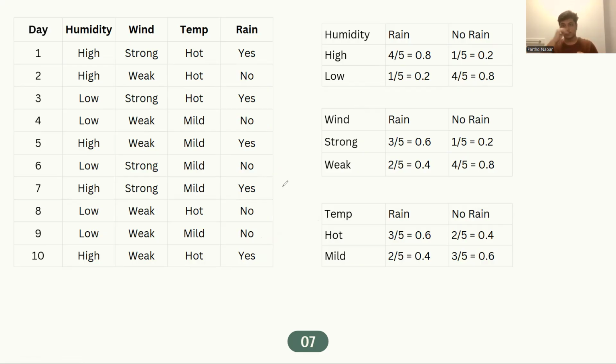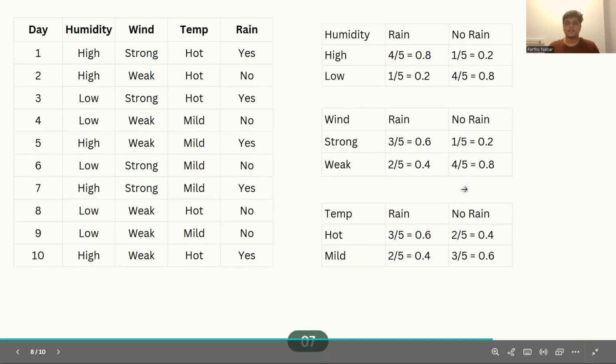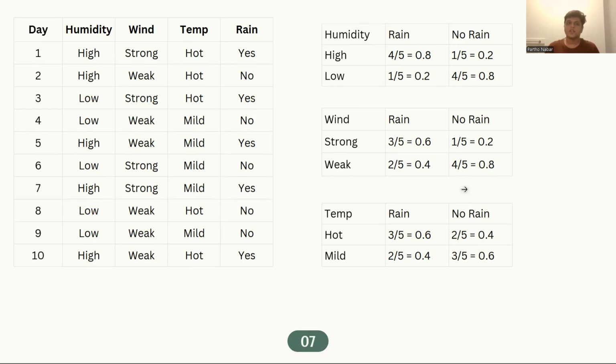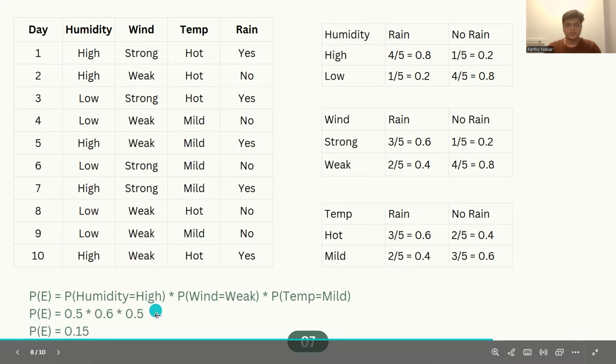And now we are ready to plug in these values in our formula to get our probability. But before that, we have been given our evidence that the humidity is going to be high, wind is going to be weak, and temperature is going to be mild. Let's calculate the probability of that happening. We plug in all these values and we get that our probability of evidence is 0.15.